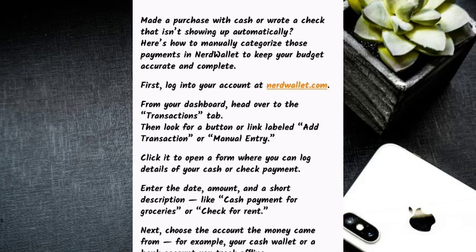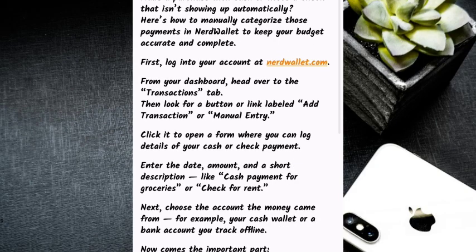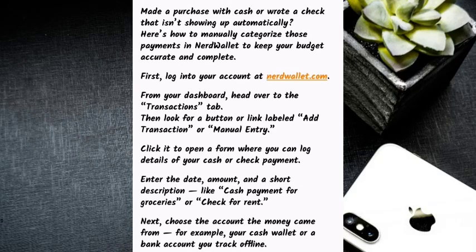Enter the date, amount, and a short description like cash payments for groceries or a check for rent, whatever it is. And next, you're gonna choose the account, the account that the money came from. For example, it could be cash wallets or bank accounts that you track offline.